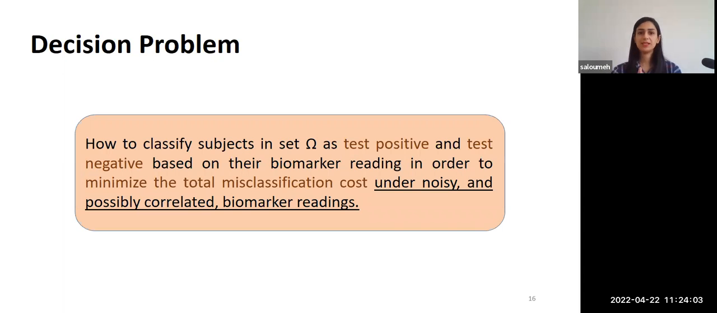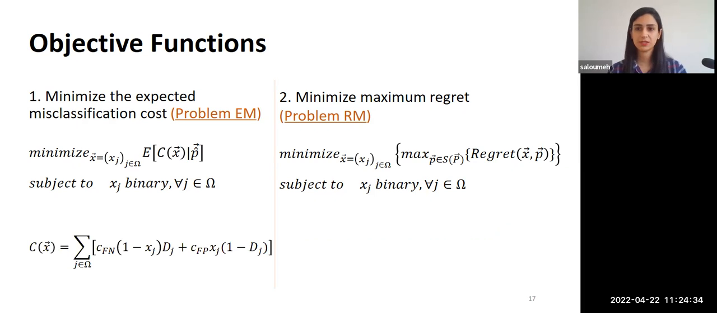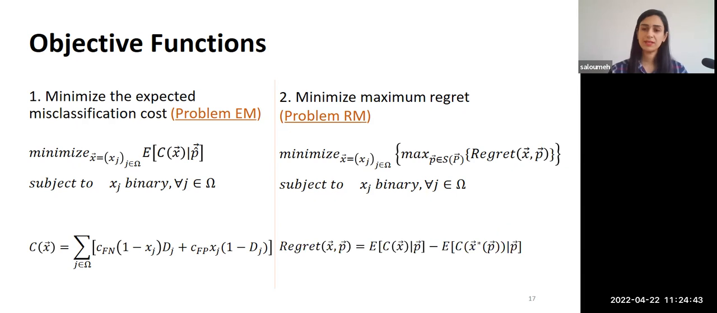So the decision problem is how to classify all the newborns in set omega as test positive or test negative based on their biomarker measurement and all other factors to minimize the total misclassification cost. And we also want to keep in mind that the data is noisy. These measurements are noisy and they might be correlated. So we came up with two main models. Our model one, problem EM, is to minimize the expected misclassification cost. The misclassification cost is the cost of false negative and the cost of false positive. And the second model is to minimize the maximum regret, problem RM, where regret is the cost of not acting optimally. So we have these two main models.